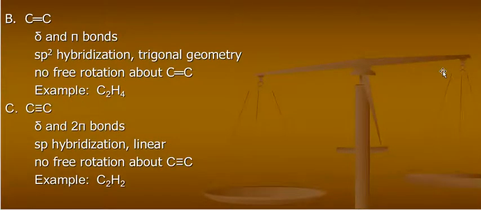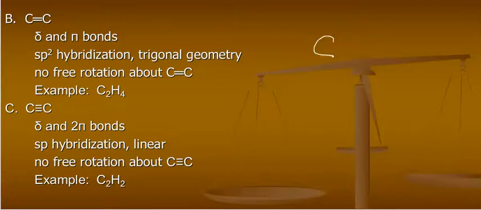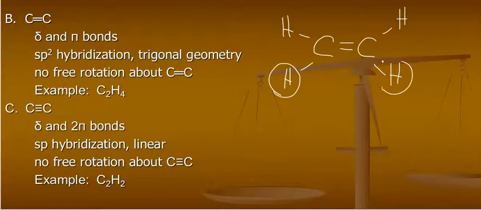Carbon-carbon double bonds have sigma and pi bonds. sp2 hybridization, trigonal geometry. If you have a double bond, there is no free rotation, which means these hydrogens will always be on the same side. The bond angle is 120 in a trigonal.